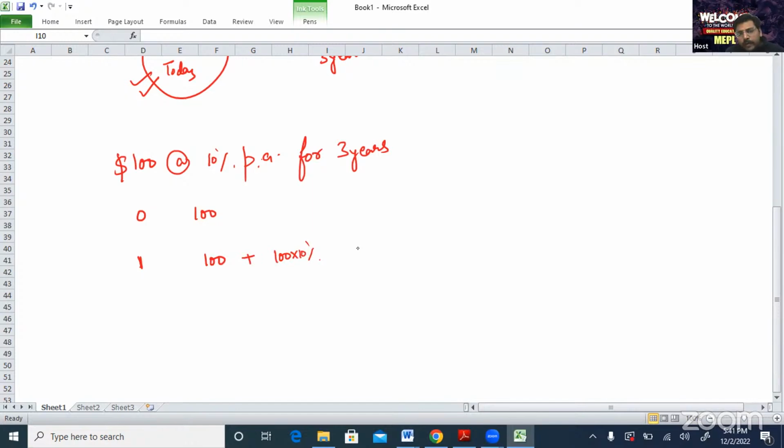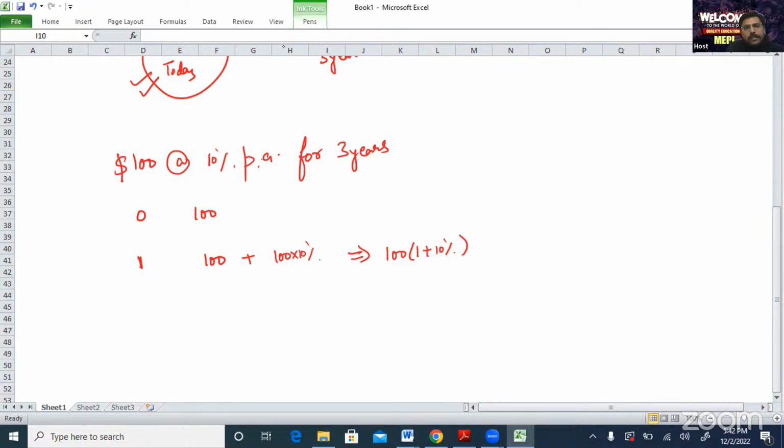Now, if I solve it, this is 100 into 1 plus 10%. I can rewrite the same equation in this manner. मैंने क्या किया? I have taken this 100 as common and then 1 plus 10%. So this will be the value after 1 year, as simple as that.